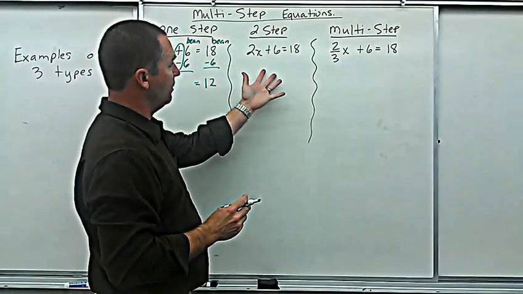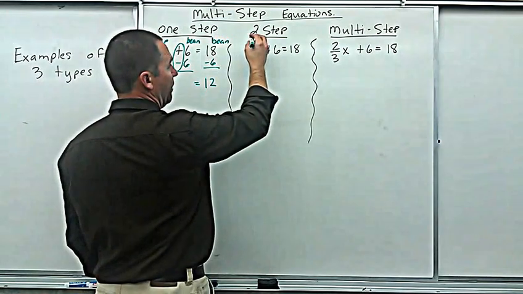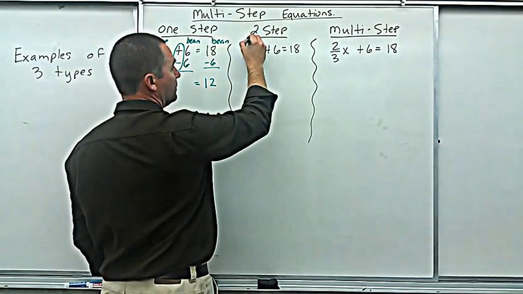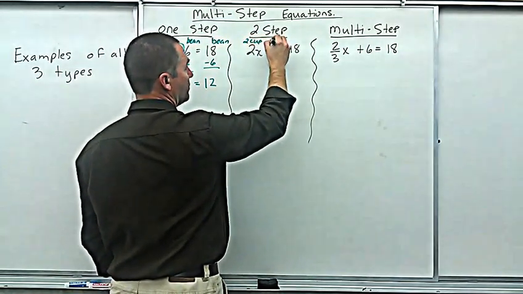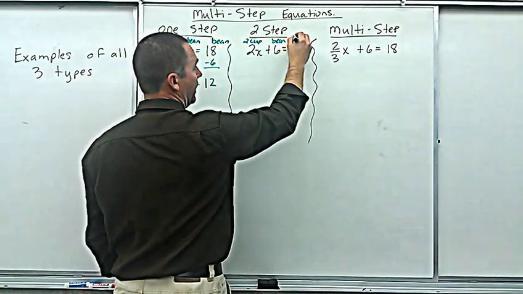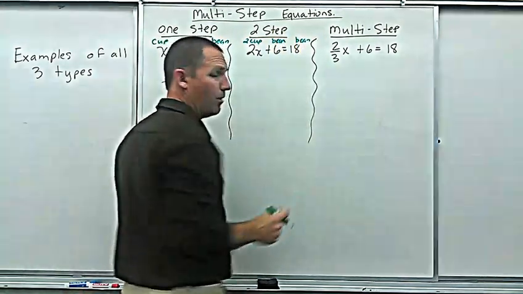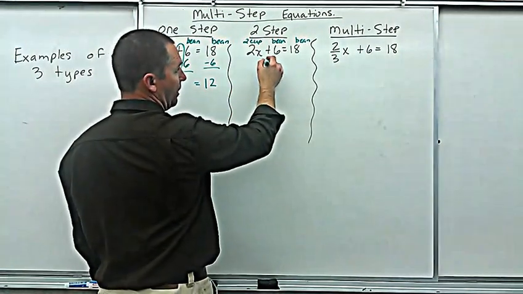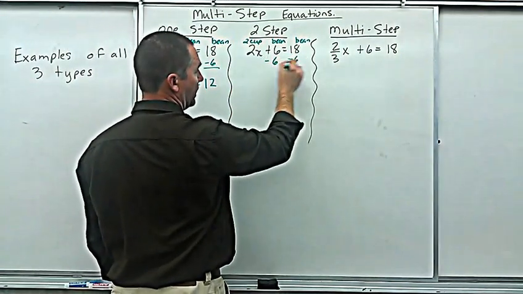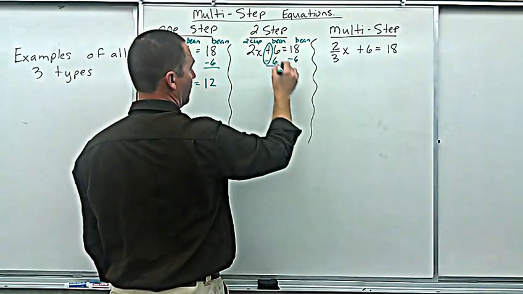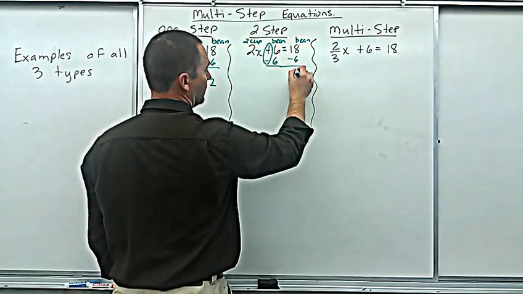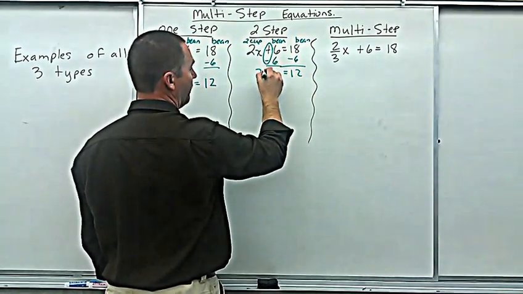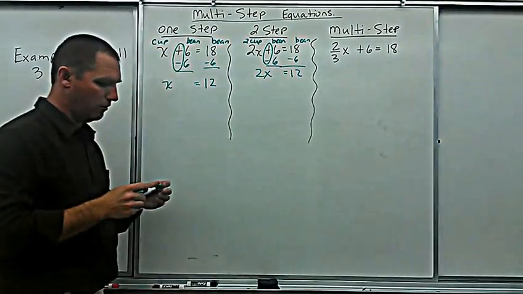Over here, I'm going to do the same thing. I'm going to solve this two-step equation. And again, this time now I have 2 cups. And then these are my beans and beans. If you remember back from our demonstration where we did cups and beans, I'm still going to start by getting rid of my beans. So I subtract 6 from both sides. Again, that's the opposite operation. So that gives me 12 there. And now I have 2x equals 12.